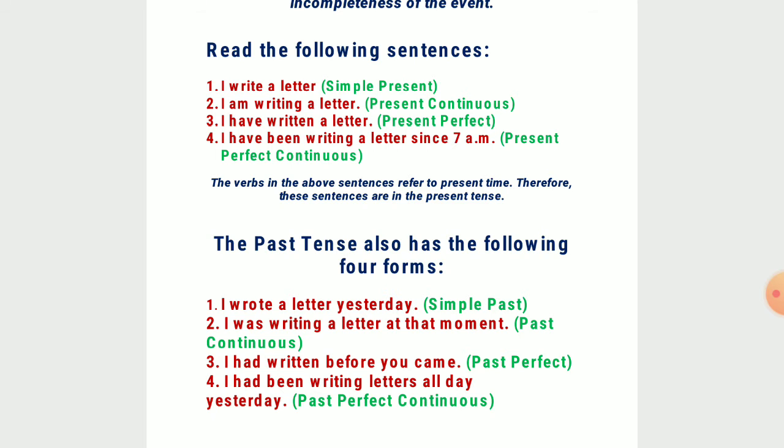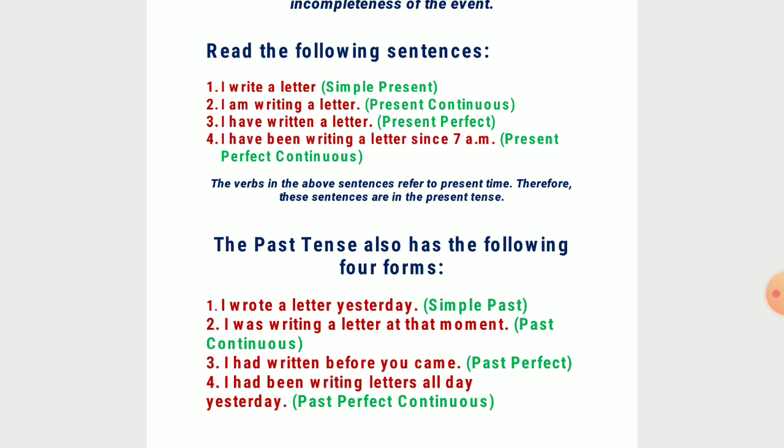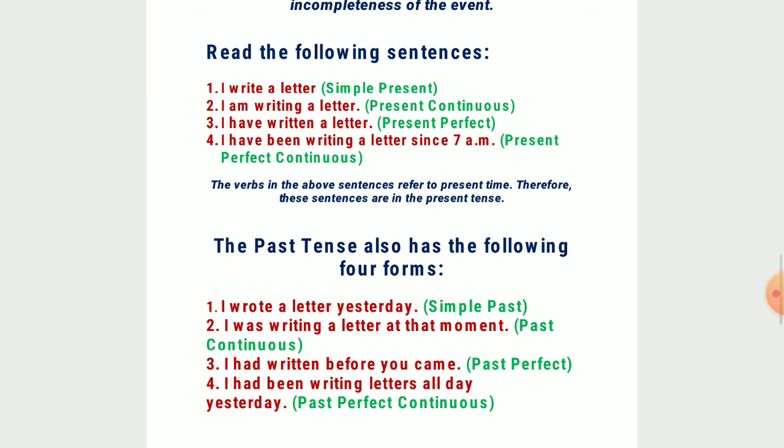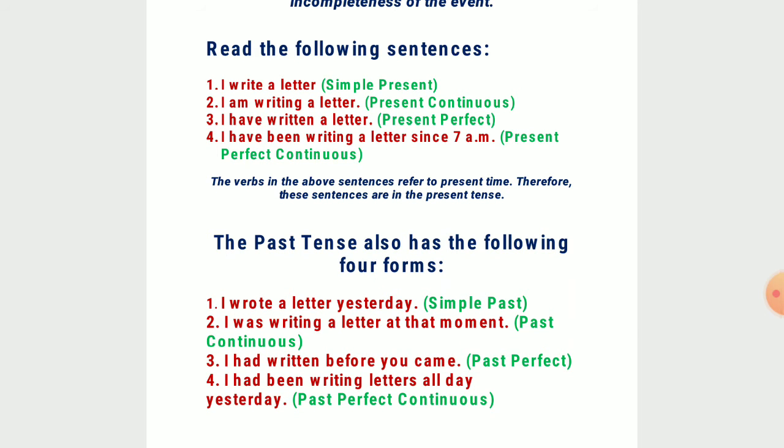Why? Because the person who is writing the letter had started writing the letter at 7 a.m. At that present moment also, his writing is still going on. It is still in progress. So obviously it is present perfect continuous tense.